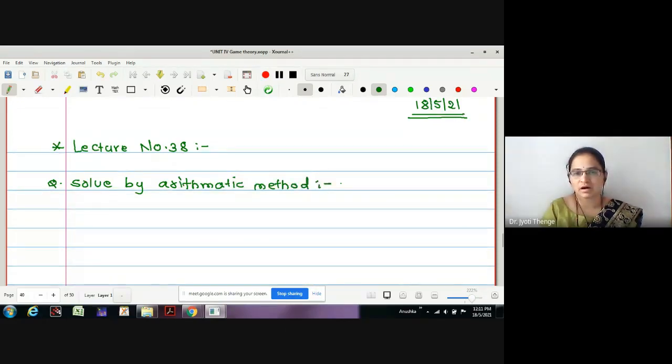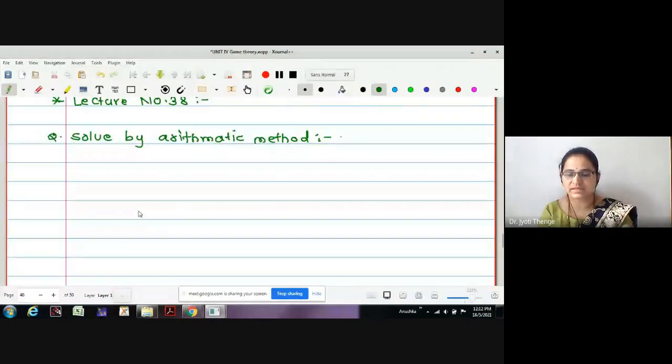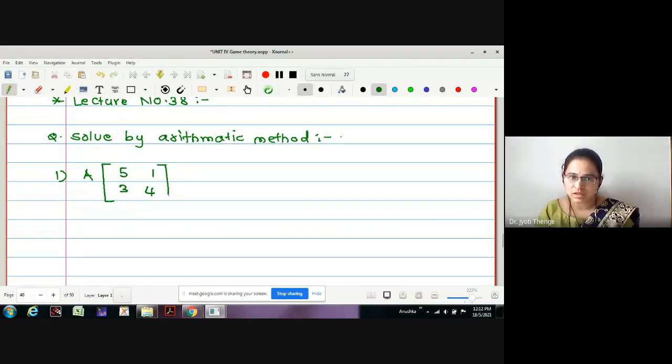Solved by arithmetic method. Okay. Let me write one example of solving by arithmetic method, and the payoff matrix is given as A, and this is 5, 1, 3, and 4. Okay, this is the payoff matrix. No doubt this is a 2 by 2 game where A has two strategies, B has two strategies. This will be a payoff matrix of order 2 by 2, no doubt.